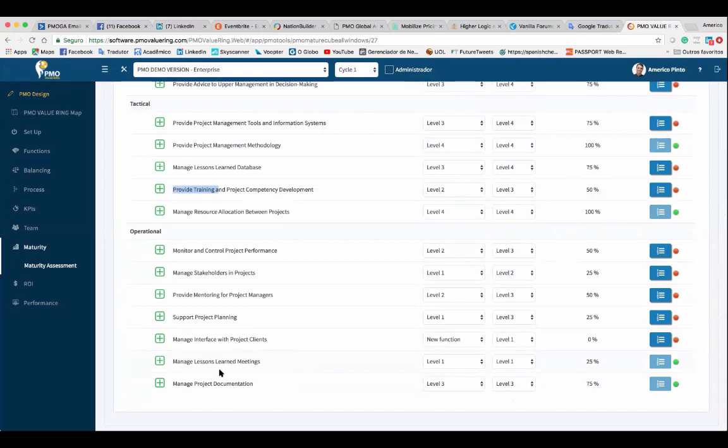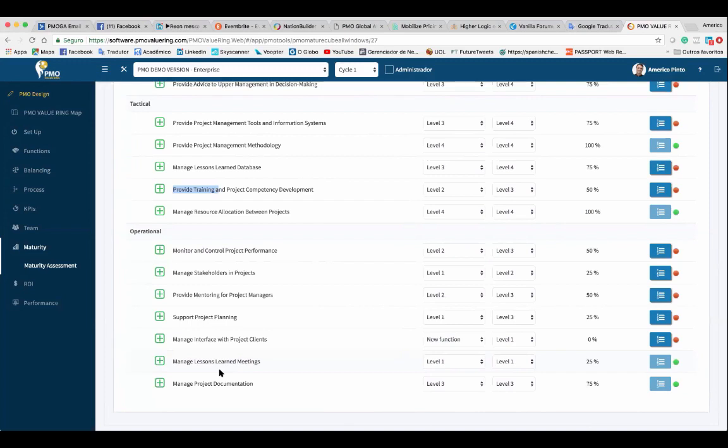For example, when I monitor and control project performance, I don't do it with all the projects at the same time. I have to analyze project by project. So it's operational. When I manage stakeholders in projects, I have to do it project by project. So it's operational. Mentoring, I have to do it person by person. So it's operational. Okay, support project planning. I have to sit down with the project manager and help him or her on project planning. I do it project by project.